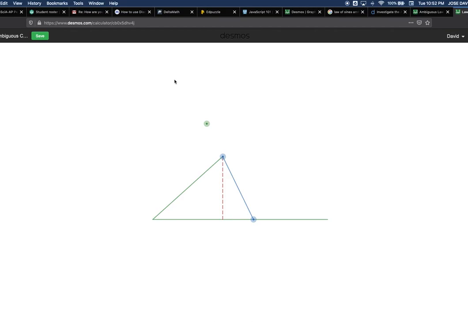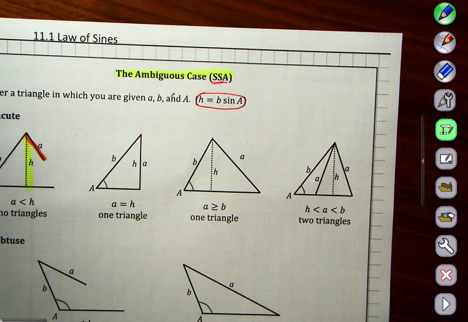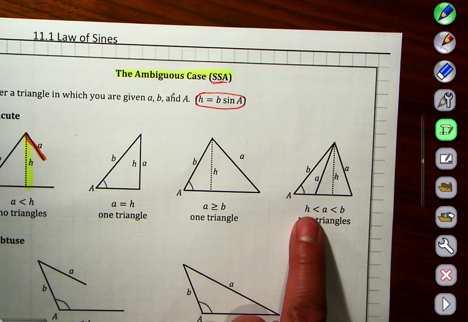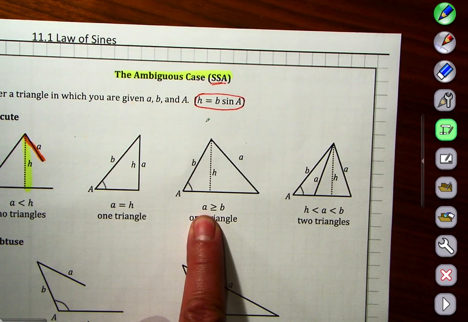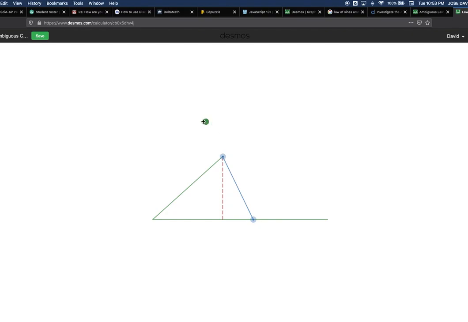So let's go back to the notes. This case here is illustrated when one triangle's here and the other one's here. This case is whenever your side A is bigger than B, it's not going to form a triangle over here. The only triangle that's able to form is right over here, and that'll be your triangle.